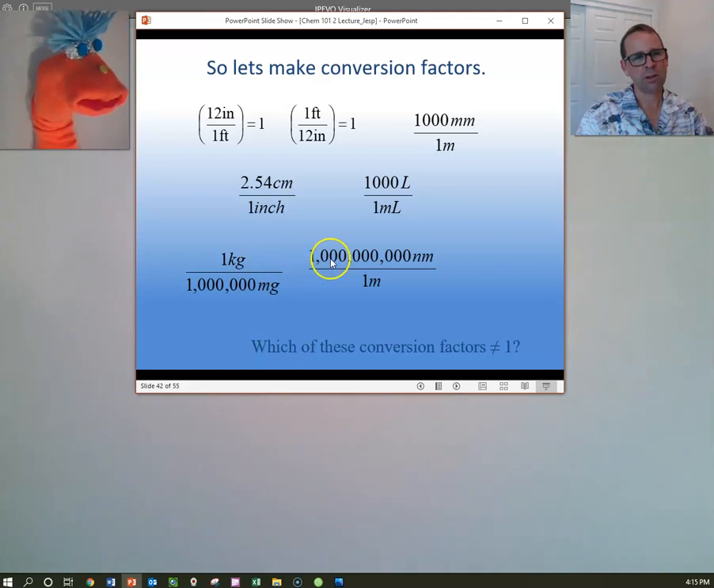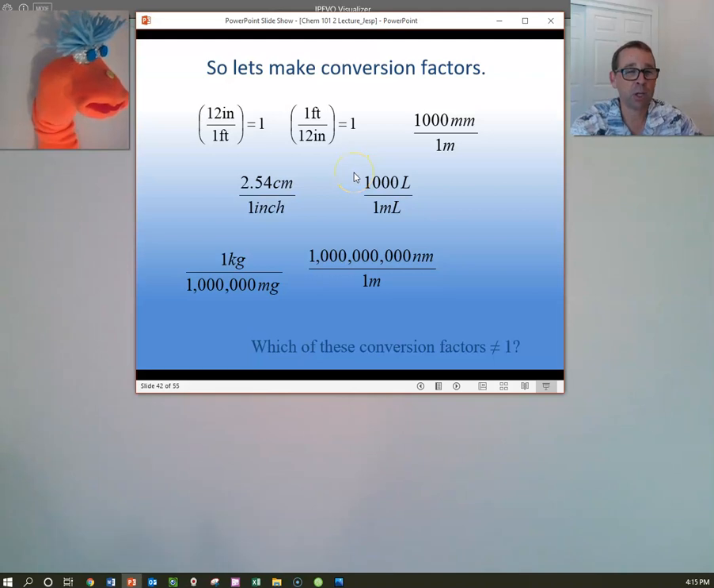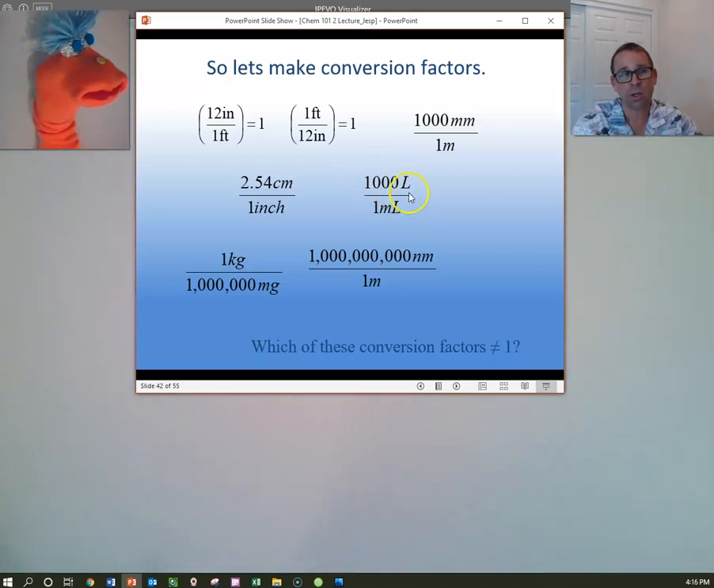I don't think that 1,000 liters is one. It's supposed to be like 1,000 milliliters per liter, right? Oh, this one here? Yeah. Yeah, you're right. That one is not a correct conversion factor. And that happens all the time. We put the units messed up or our values messed up, because you can either switch the values here or you can switch the units. And both of those will fix that conversion factor.